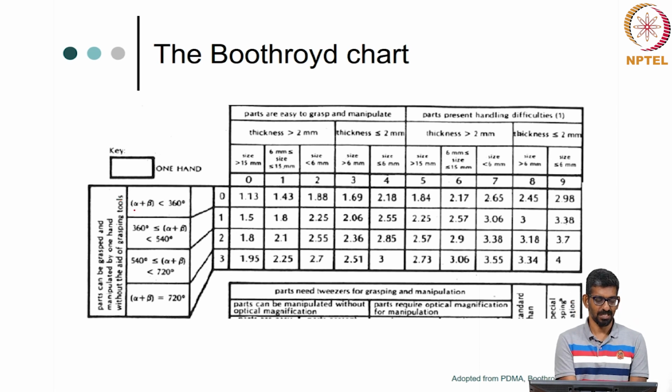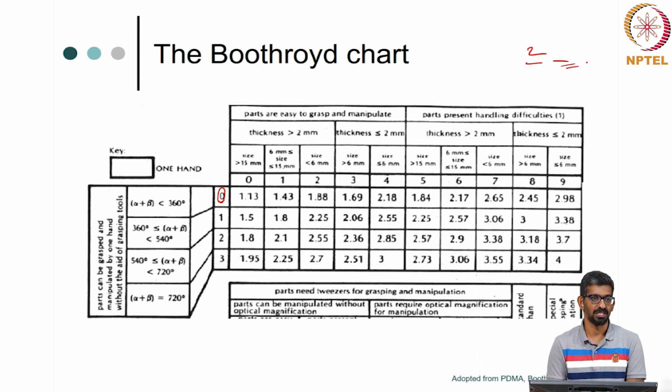The first thing it is asking is what is your alpha plus beta? Is it less than 360? Is it less than 540? Is it less than 720? Is it equal to 720? This you know how to do. Once you do this, this is going to be the first digit. You are going to have a 2-digit code. The first digit is based on your symmetry, whether it is 0, 1, 2 or 3. Let us say it was 2. I am just giving a number. Now, you need to figure out what your second digit is.